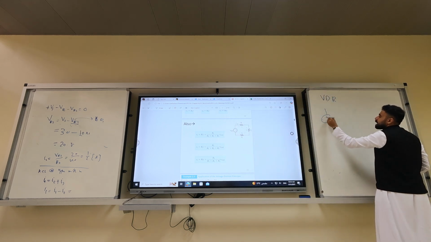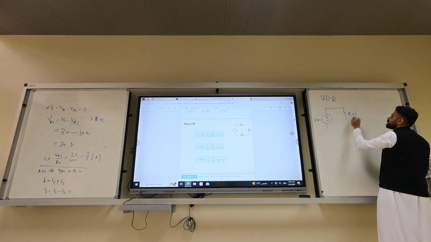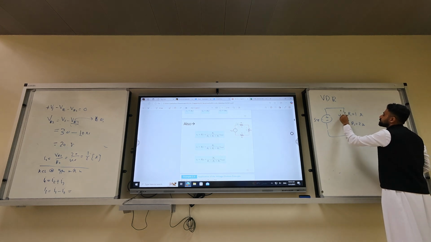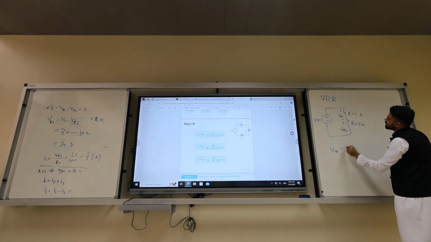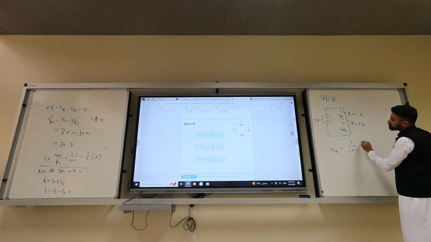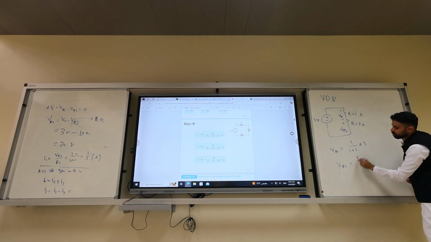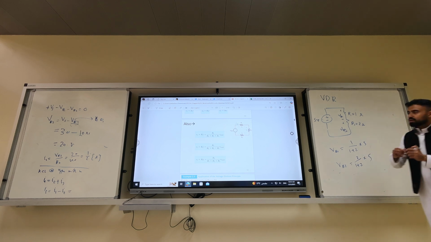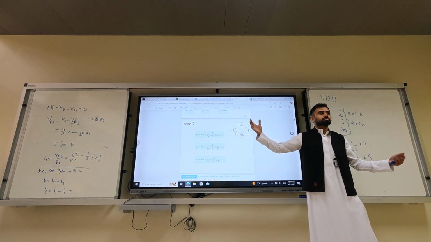If I put 5 volts here, and I put R1 equal 1, R2 equal 2. So what is VR1 and what is VR2? VR1 is going to be 1 over 1 plus 2 times 5. VR2 equals 2 over 1 plus 2 times 5. In other words, the voltage drop across the bigger resistor will be more. Clear?